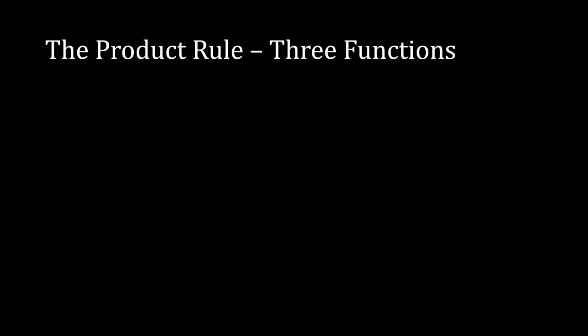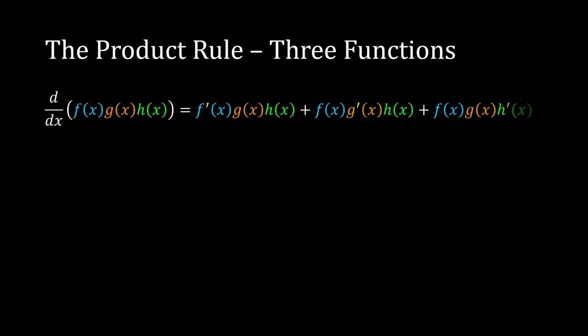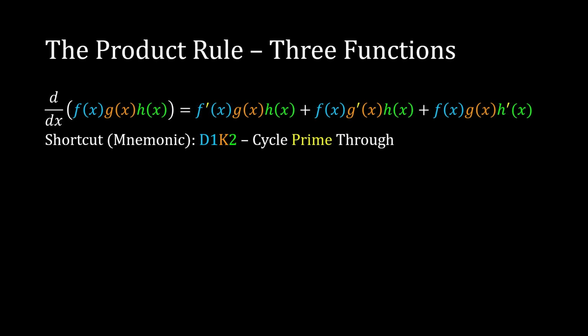Next, let's move to the product rule for three functions. When three functions are multiplied, the derivative is the derivative of the first function times the second and third functions, plus the derivative of the second function times the first and third functions, plus the derivative of the third function times the first and second functions. It sounds a little more complex, but don't worry, I have an easy trick to help you remember it.